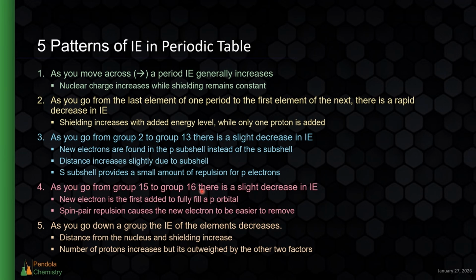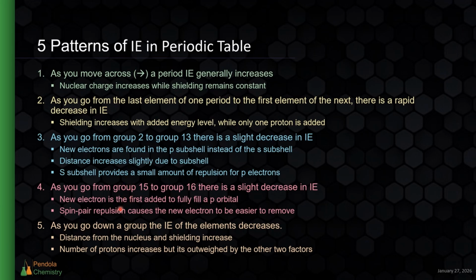As you go from group 15 to 16, there's again another slight decrease. So these 2, 3, and 4 are kind of the exceptions to the rule that as you go from left to right, there's an increase in ionization energy. And as we go from group 15 to 16, the reason why there's a slight decrease is that we're adding new electrons to the p orbital, not sublevel, but orbital, and it causes spin pair repulsion.